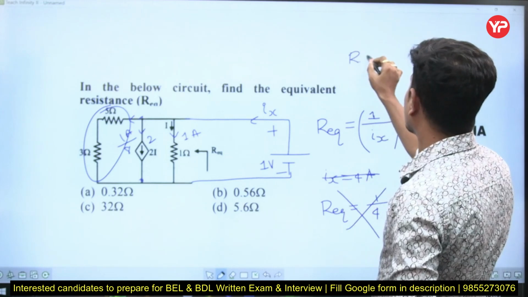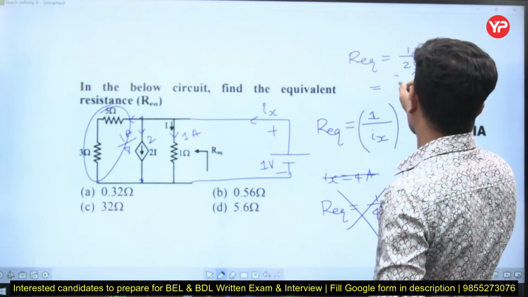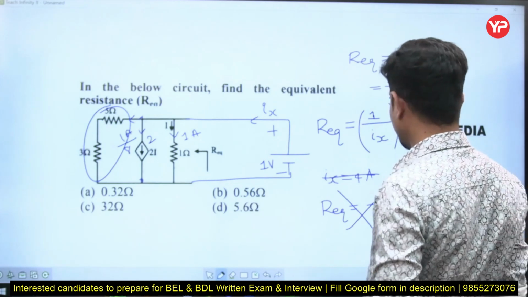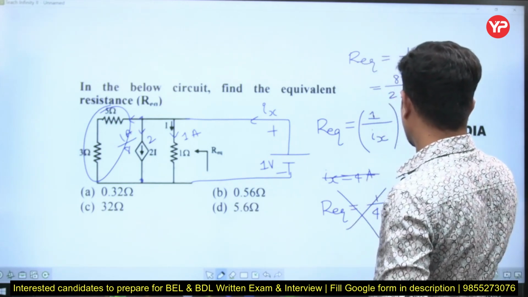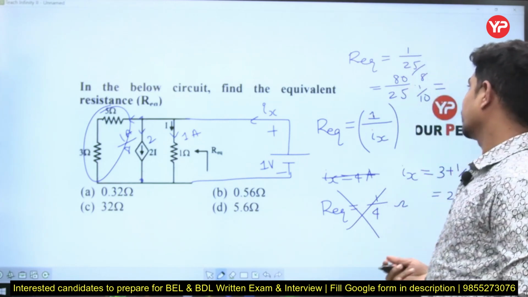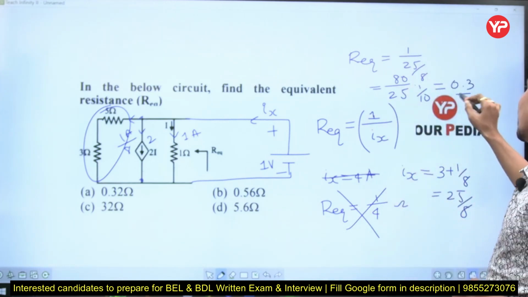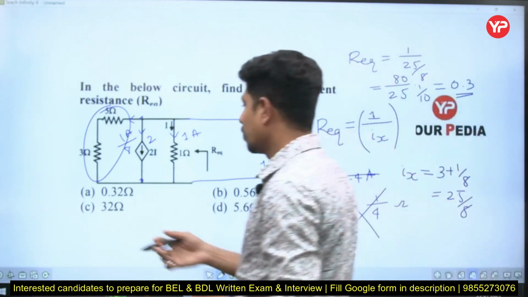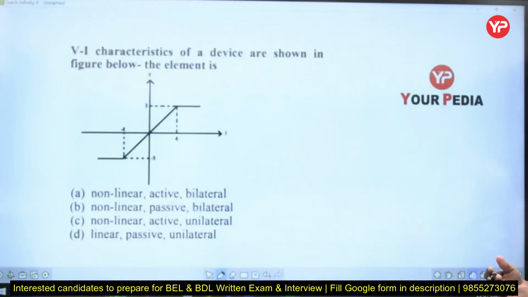Then R equivalent is equal to 1 by 25 by 8, so 8 divided by 25. I can write it as 80 divided by 25 into 1 by 10. So 25 threes are 75, so 0.3 ohm will be the answer. 0.3 ohm. So the option is A, right? Next question, please.